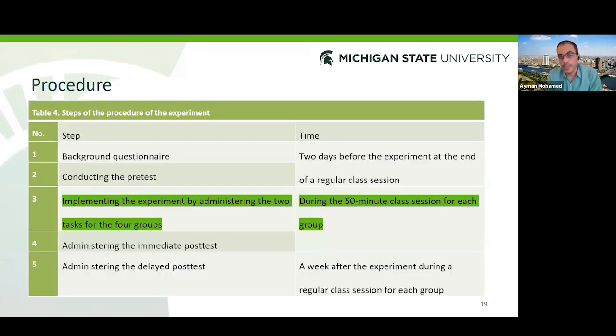So how was this conducted? If we look at the collaborative lesson plan, this was done during the 50-minute class session for each group. In the individual group, students were just sent the links to the test to do individually, while the teacher was just there to monitor their completion of the task on their own.